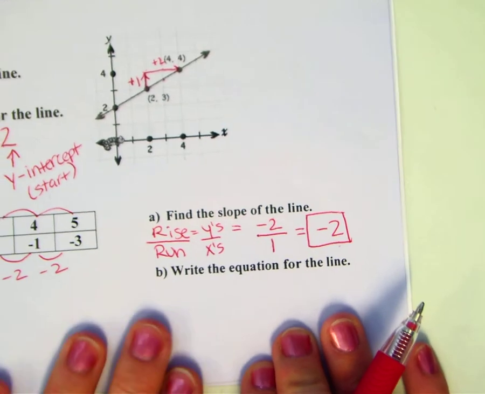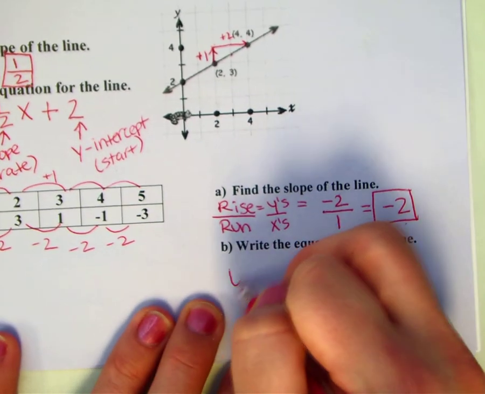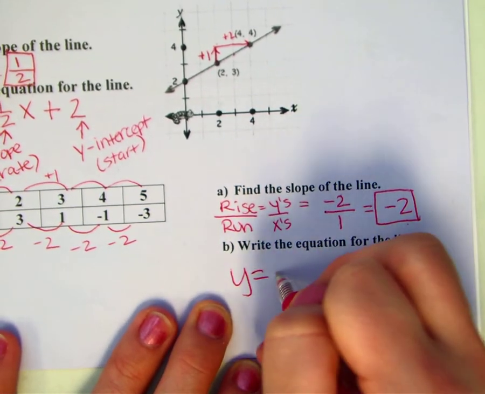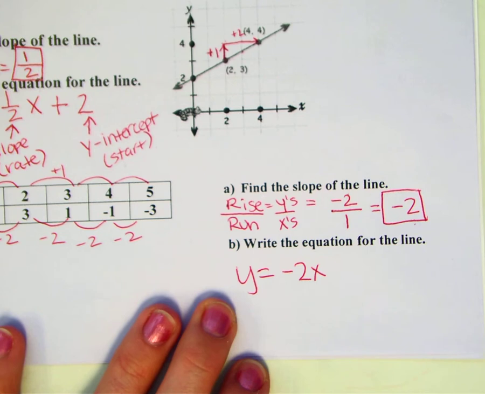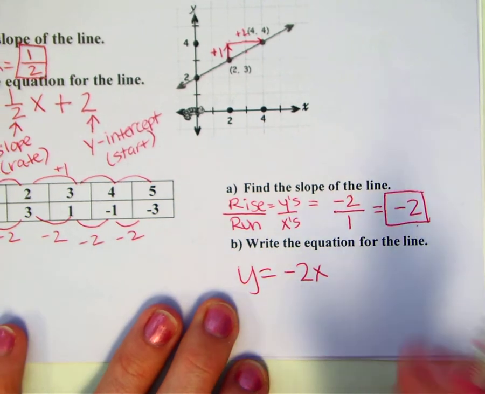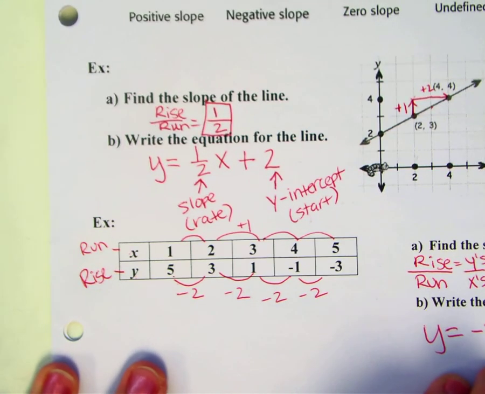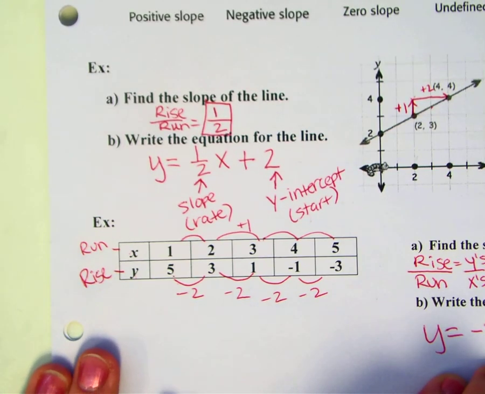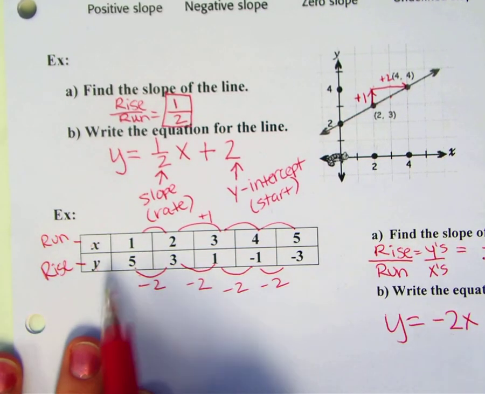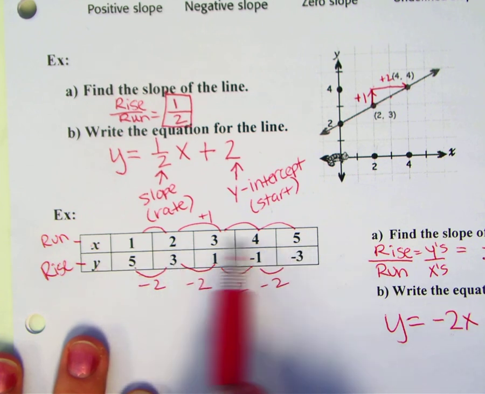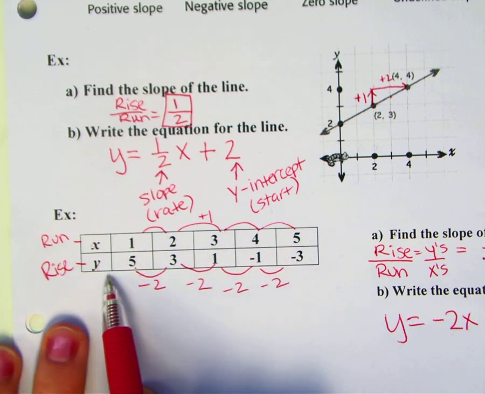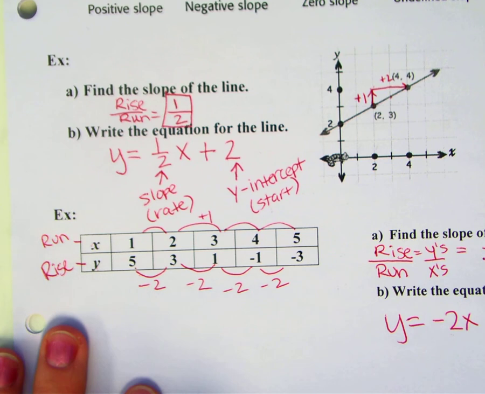Okay, so now when we write the equation for this, we would write y equals, and we would put that slope. Remember, that always goes with the x, so the slope or the rate goes with the x. Then we need our y-intercept. So we want to look back at our table, and our y-intercept is supposed to be the number paired with 0. Well, I don't have 0 in my table. I'm looking for the y-intercept, so it's the y value whenever x is 0.